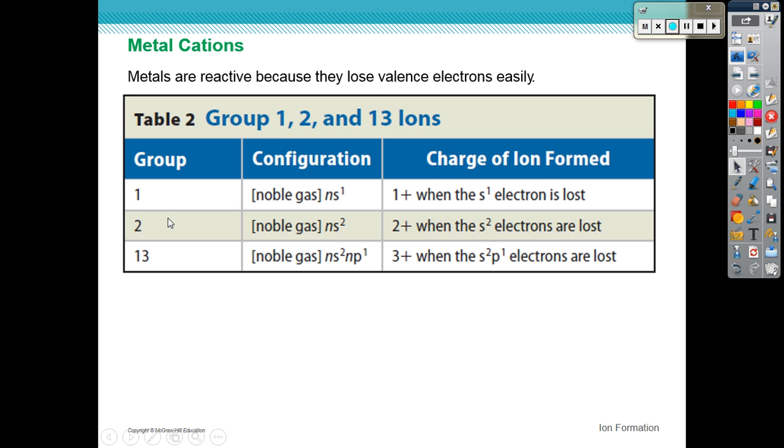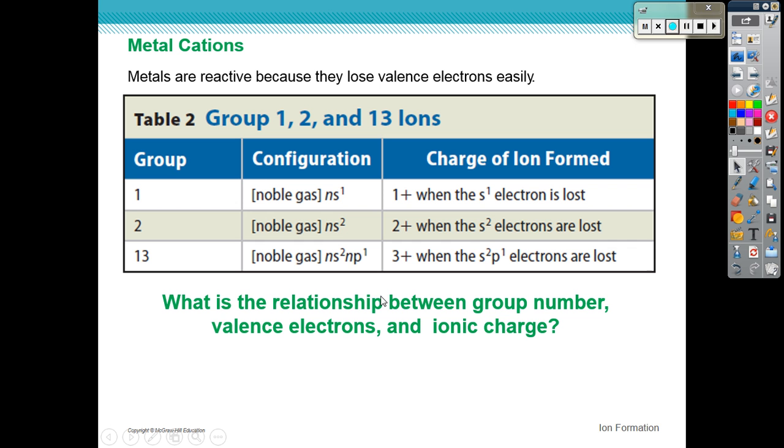Everybody in group 2 will end up losing 2 valence electrons and become positively 2 charged. Everybody in group 13, which is also known as 3A, will lose 3 valence electrons and gain a positive 3 charge. What is the relationship between your group number, how many valence electrons you have, and the ionic charge you have in the end?